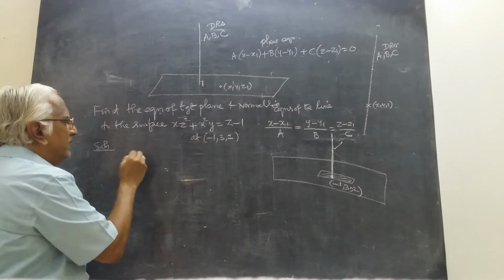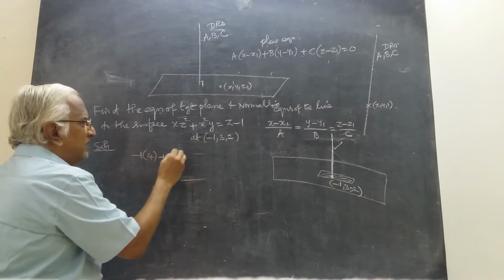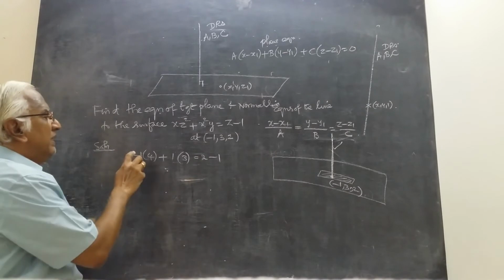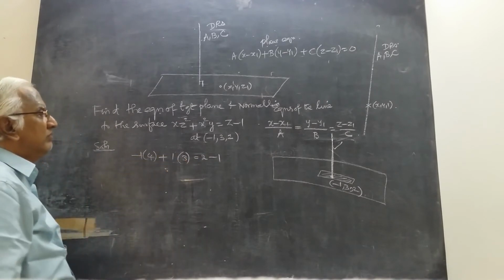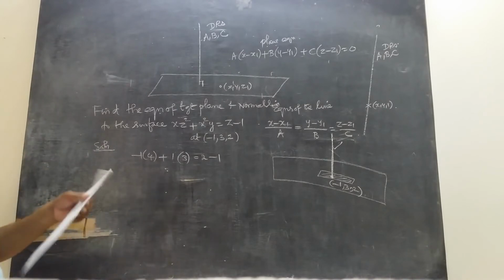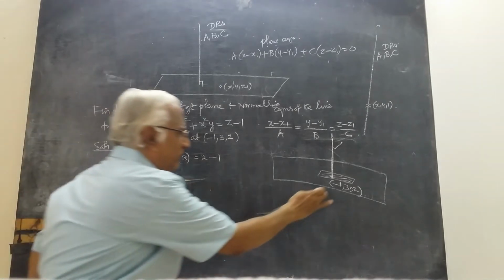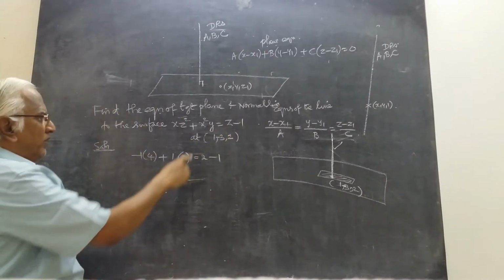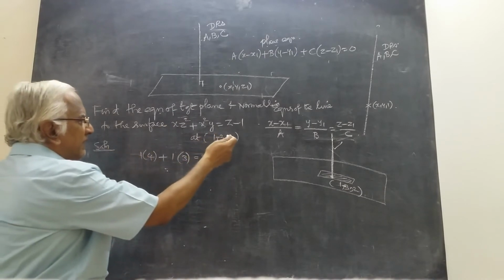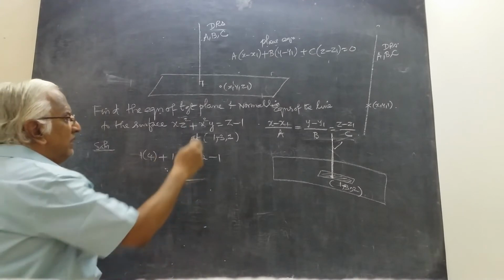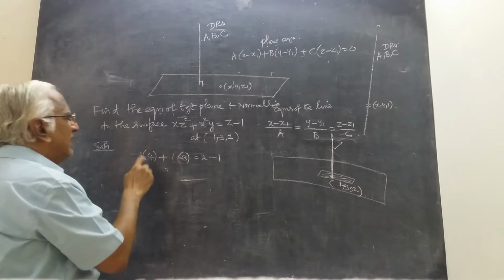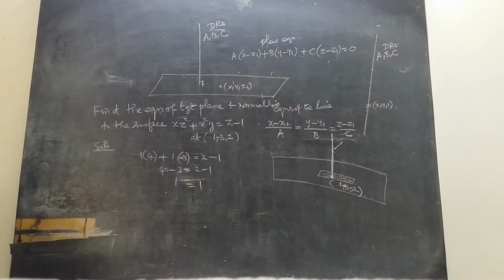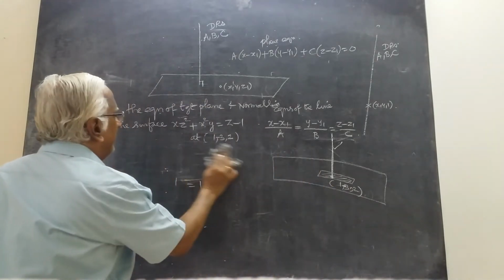Check that the point satisfies the surface. The point is 1, minus 3, 2. x is 1, z square is 4, x square is 1, y is minus 3, so xz square is 4 and x square y is minus 3. Four minus 3 minus... So it is satisfied.